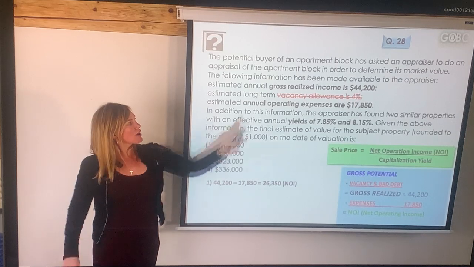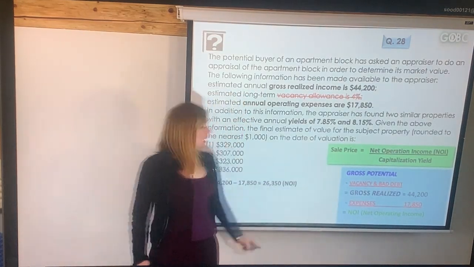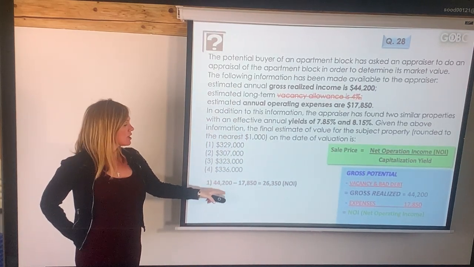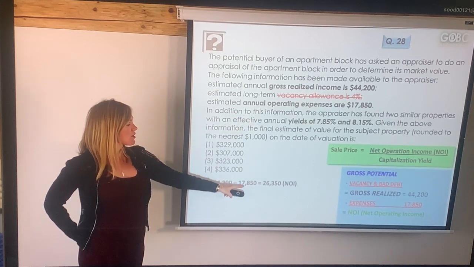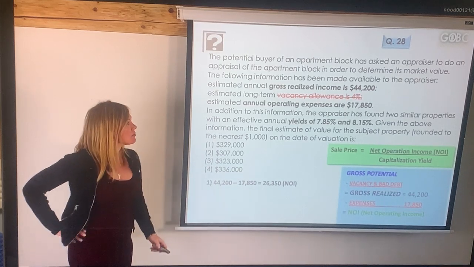So how do you find the NOI? We have gross realized. And if it's gross realized, as I said, then we only have to minus the expenses, and that will take us to the NOI. That's step number one. You take $44,200, which is your gross realized income. You minus only the expenses, $17,850, and that gives $26,350. That is your NOI, your net operating income. Okay, so we have that.